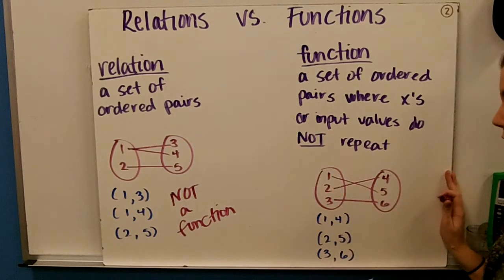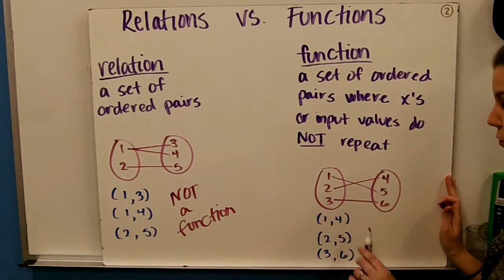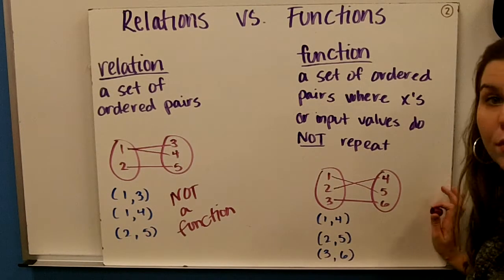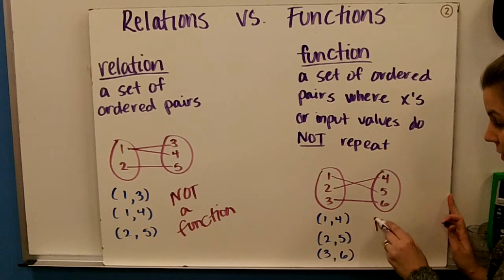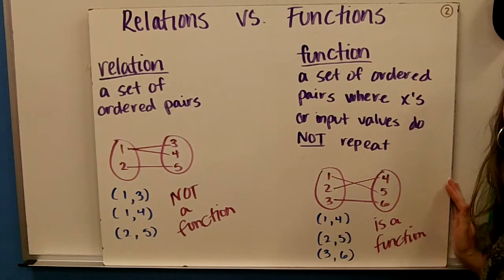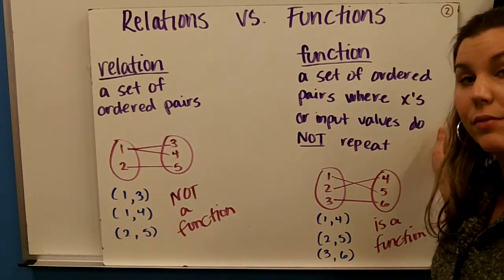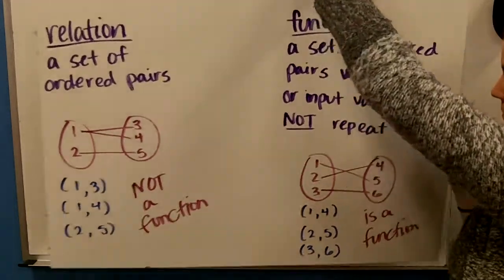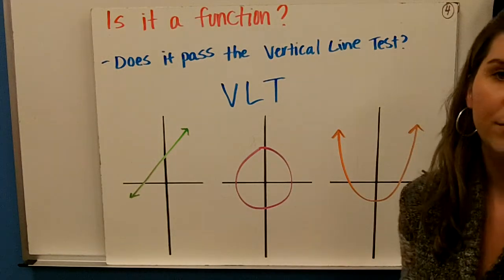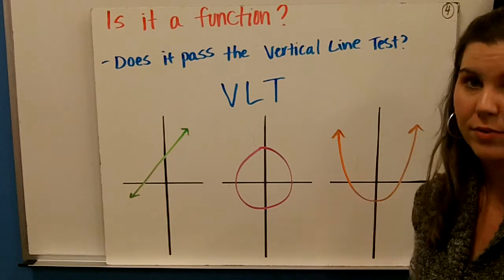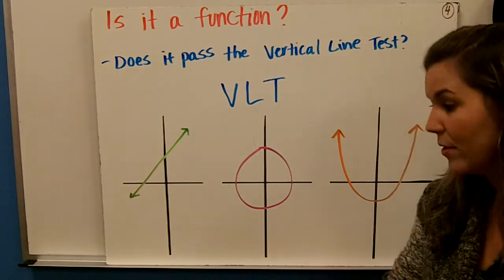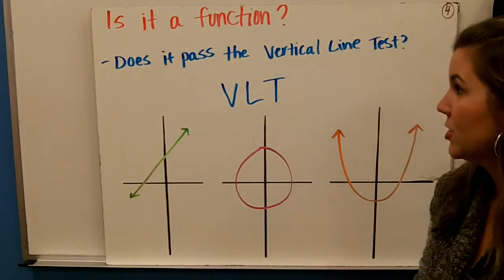Here's an example of a function. 1 maps to 5, 2 maps to 4, and 3 maps to 6. You could write these as ordered pairs. The x values do not repeat. That makes it a function. It's also a relation. Every function is a relation, but not every relation is a function. Sometimes we're not given the set of ordered pairs. Now, if we are given a graph, we could make a table, or we could list out the ordered pairs and then decide whether it is a function or just a relation.